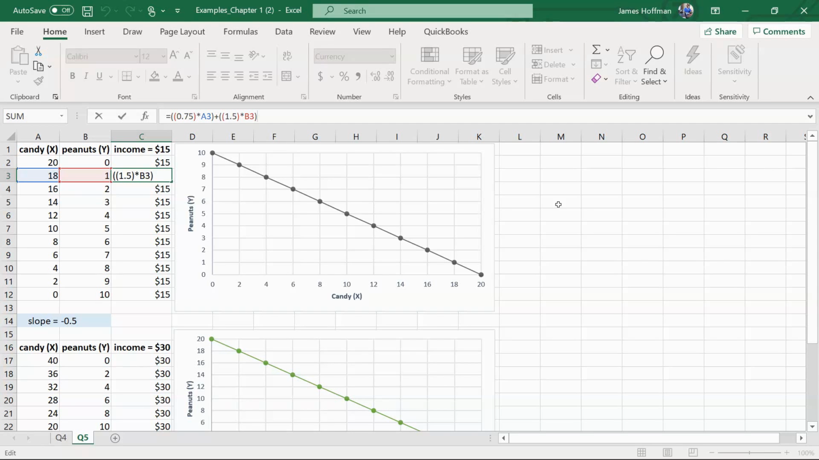You can look at the simple equation, but if you write the equation in Excel, you can apply it such that all the different combinations are the ones that give you 15. So all these combinations here are going to be on the budget line.